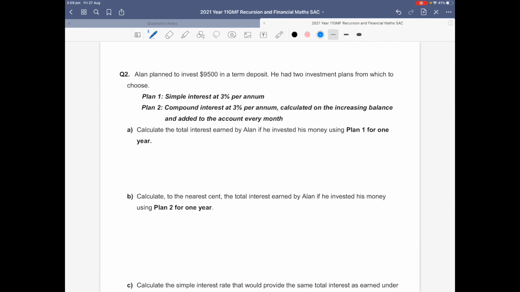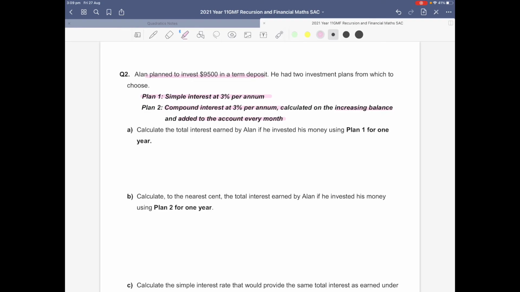Okay, so the last question here is about Alan and his plans to invest $9,500 into a term deposit. He has 2 investment plans from which to choose. So he's got plan 1, which is all about simple interest, and then plan 2, which is some compound interest. Now, with plan 2, it says it's calculated on the increasing balance and added to the account every month.